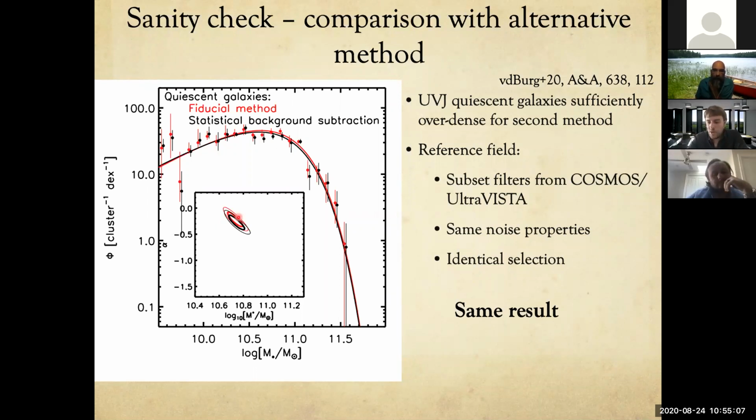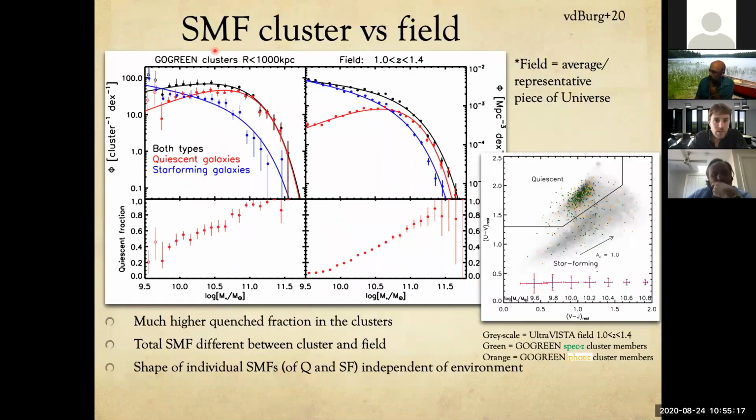Okay, so let me go now to the main results. Again, for more details on the methodology, please look at this paper, or I'm happy to talk later. These are the main results here, comparing the GOGREEN clusters within 1 megaparsec from the BCG to the field at the same redshifts. So here again, split between red and blue galaxies. And the lower panels are the quenched fractions in the different regimes, the field and the cluster.